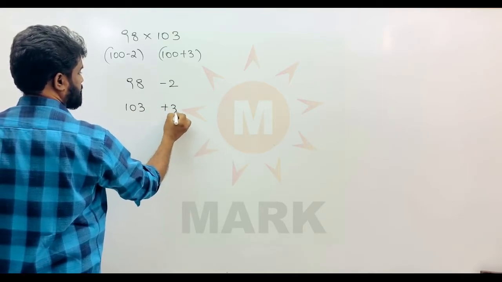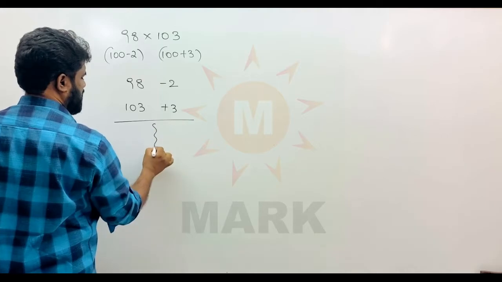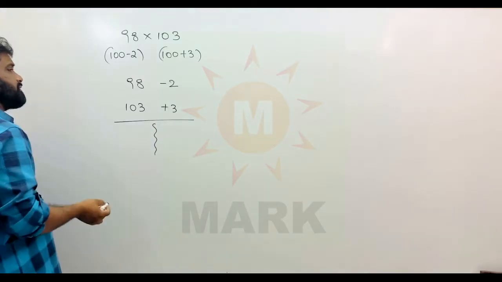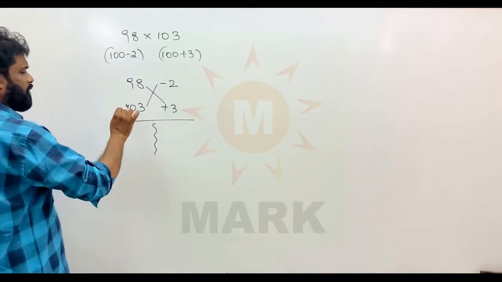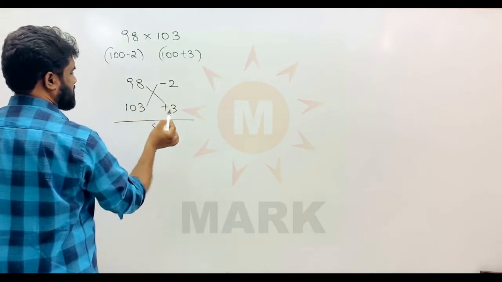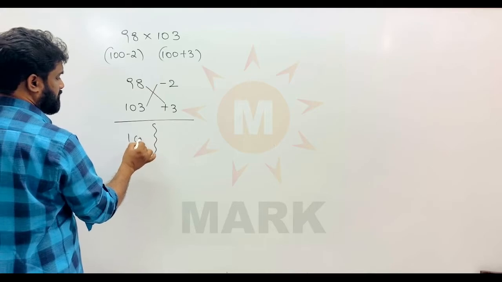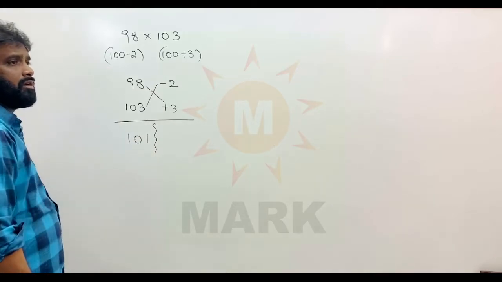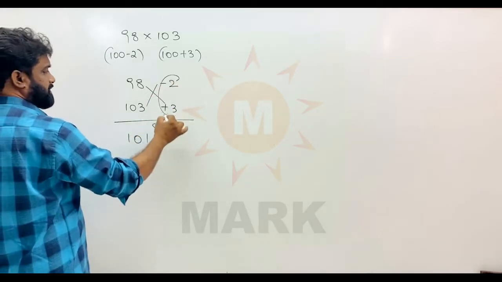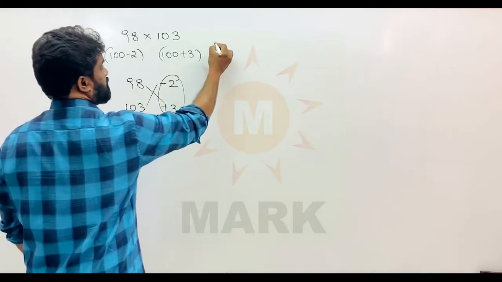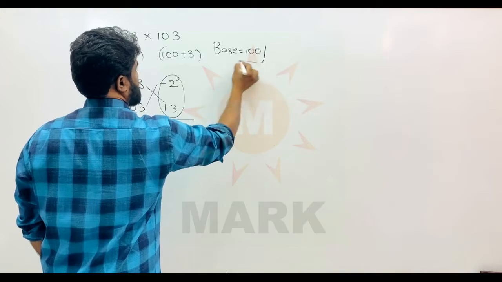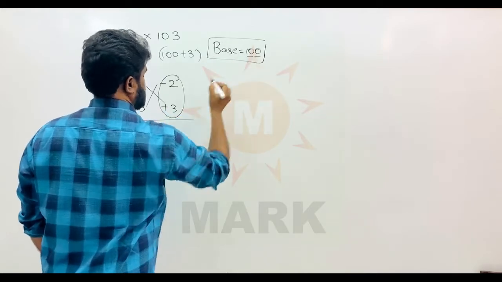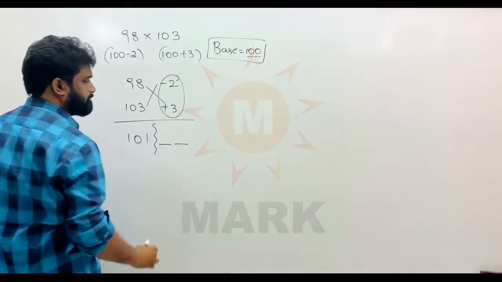This is plus 3. So now we have to divide the answer into two parts, same like the old procedure. First the cross sum. Here the beauty is you will get the same number. 103 minus 2 or 98 plus 3, you will get the same number called 101. Here 101 comes. And here what you have to write? The product. And before that, what is your base? As usual, your base is 100. So as the base is 100, there are two zeros. That is why you have to give two slots here.